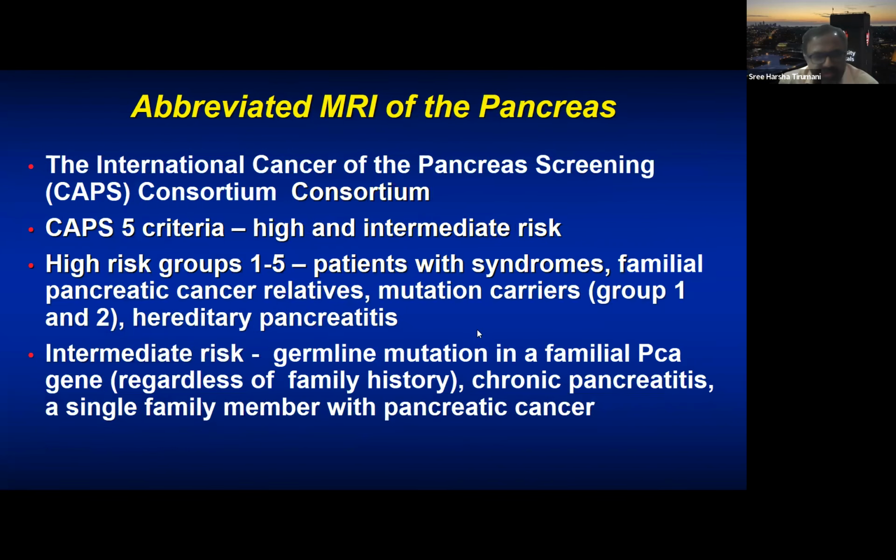I don't know if we have time, but I just want to briefly mention that our hospital, the University Hospital, is part of the CAPS consortium, which is a pancreatic cancer screening consortium, and we have patients who visit our clinic who have high risk for pancreatic cancer based on genetic risk. These are different groups. I won't go into details, but there are both high and intermediate risk groups. And these patients have a separate CAPS clinic where they are seen by gastroenterologists and surgeons to determine if they need to be followed. And that's where we came up with abbreviated MRI, which is basically MRI without contrast.